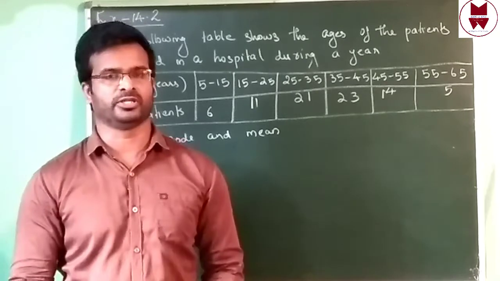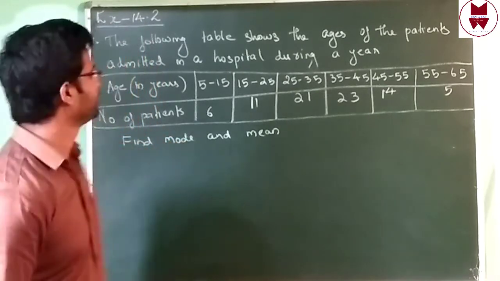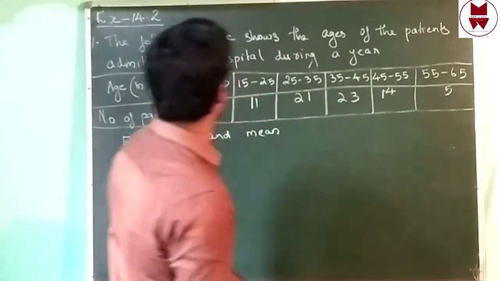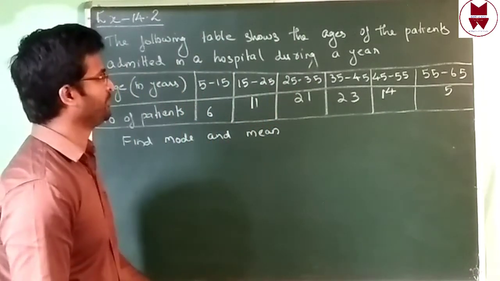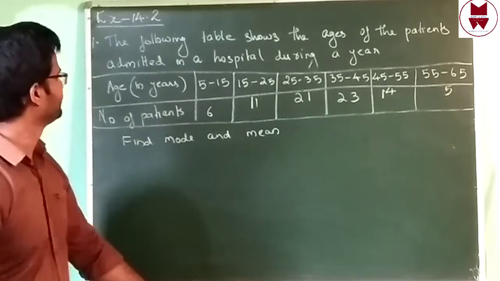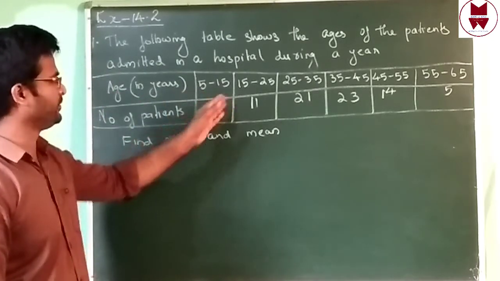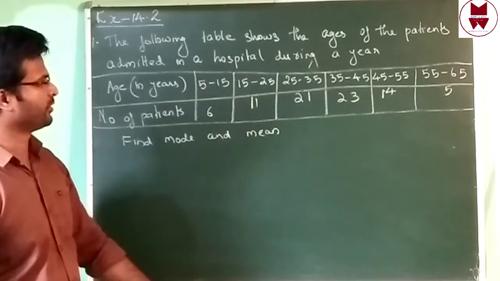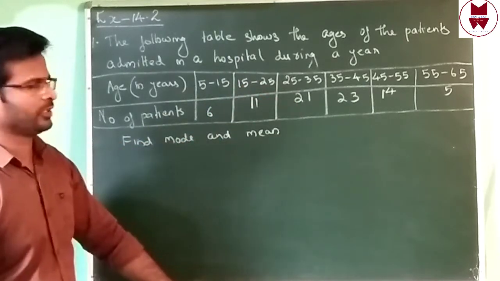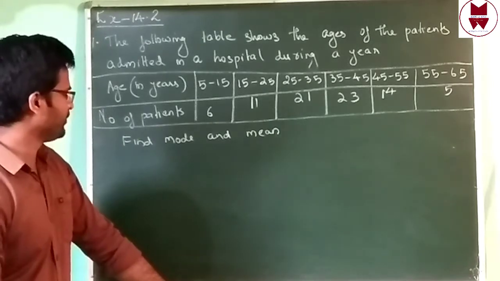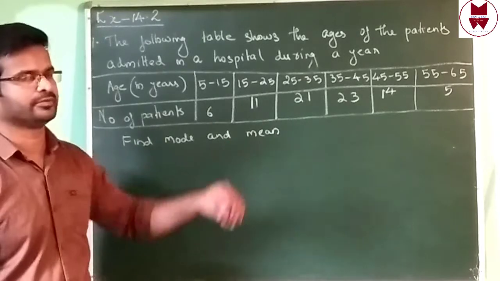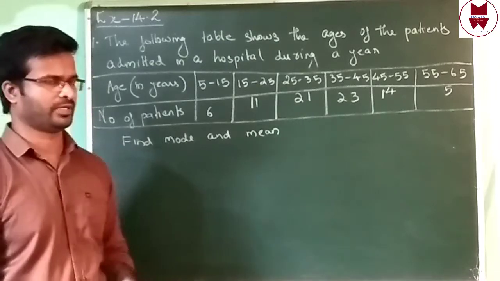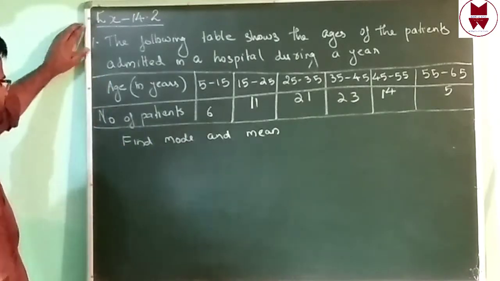Exercise 14.2, question number 1. The following table shows the age of patients admitted in a hospital during a year. Age 5 to 15, number of patients 6, then 15 to 25, number of patients 11, like that. All the data is given here. We have to find the mode and mean. Two questions are there. First we can do mode.